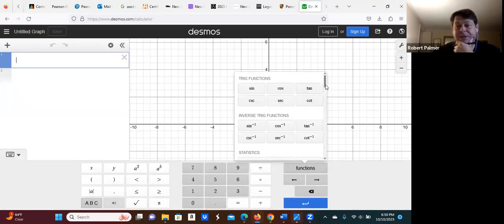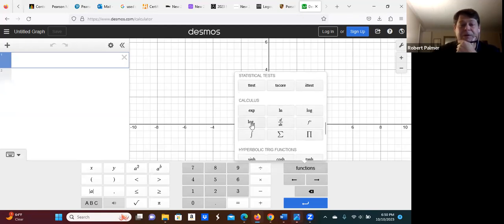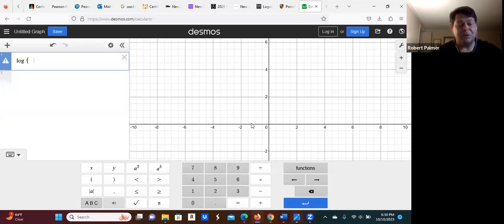This is actually listed in the calculus functions. You have to scroll through several of these. The calculus functions are right here. Choose log base 2, then go the arrow, then 7, and close your parentheses. The value is approximately 2.81 if we use two places.